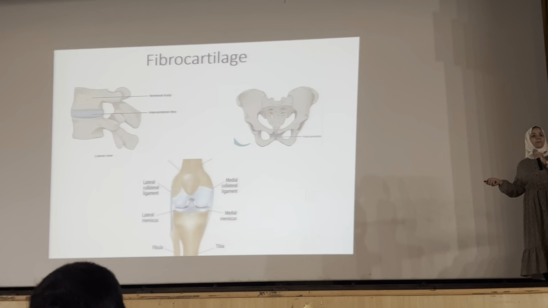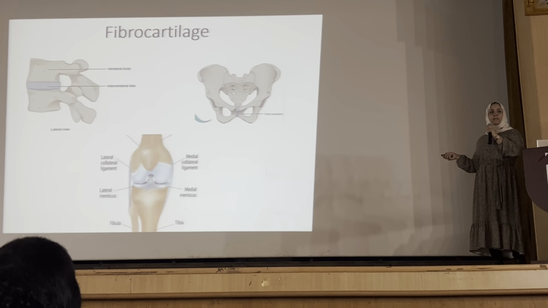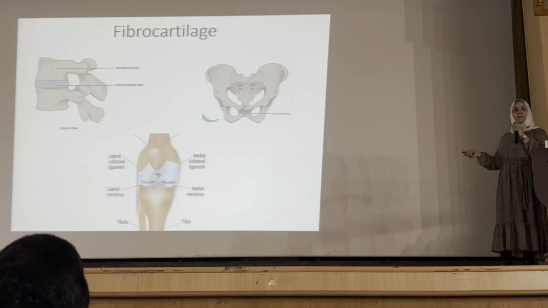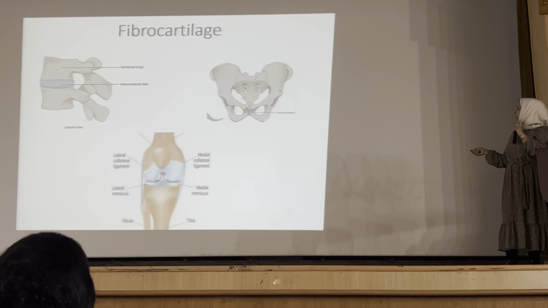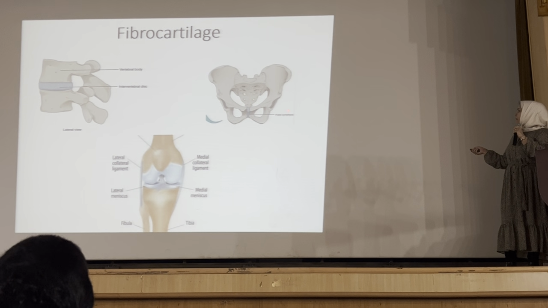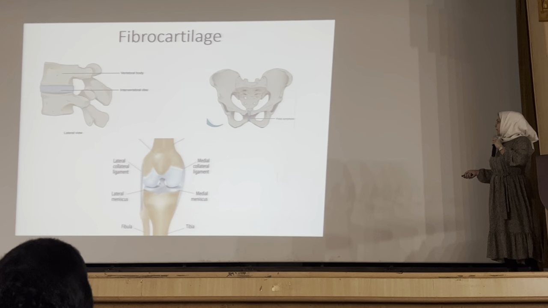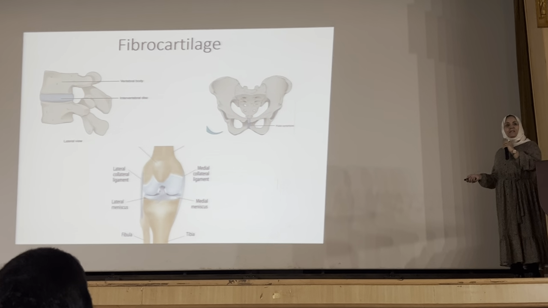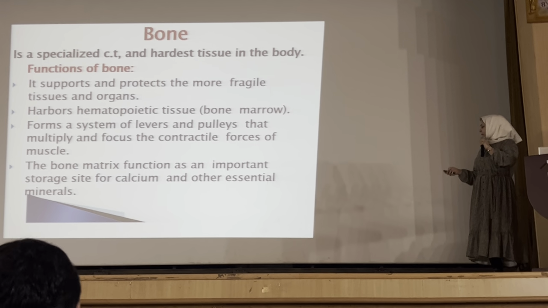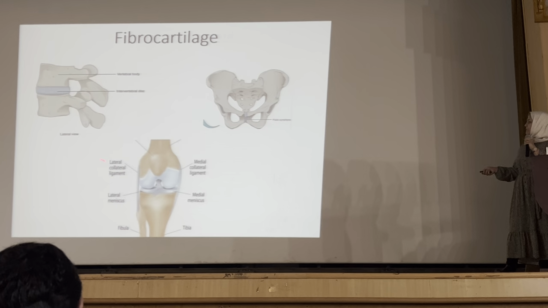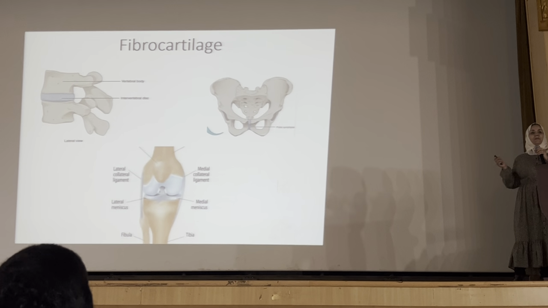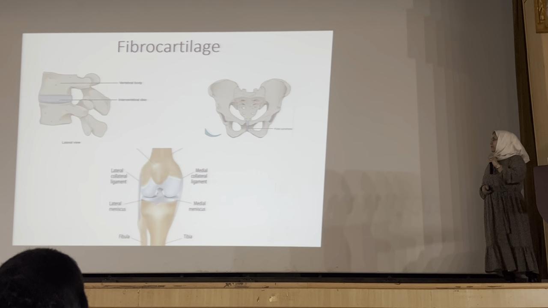These are vertebrae. In the vertebral column, between two adjacent vertebrae, there is a disc called the intervertebral disc, formed by fibrocartilage. The pubic symphysis, the joint between the right and left pubic bones, is also made of fibrocartilage. The menisci, two C-shaped cartilages in the knee joint, are also found. So you must memorize these three locations for fibrocartilage. The important point is that it has no perichondrium.